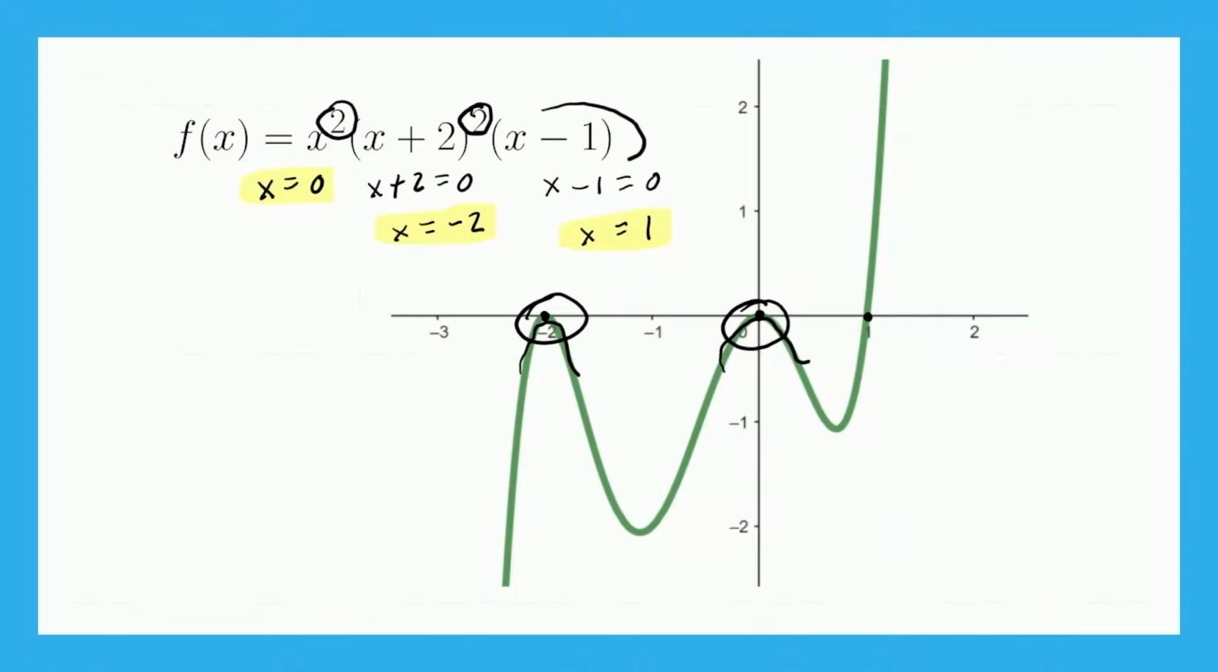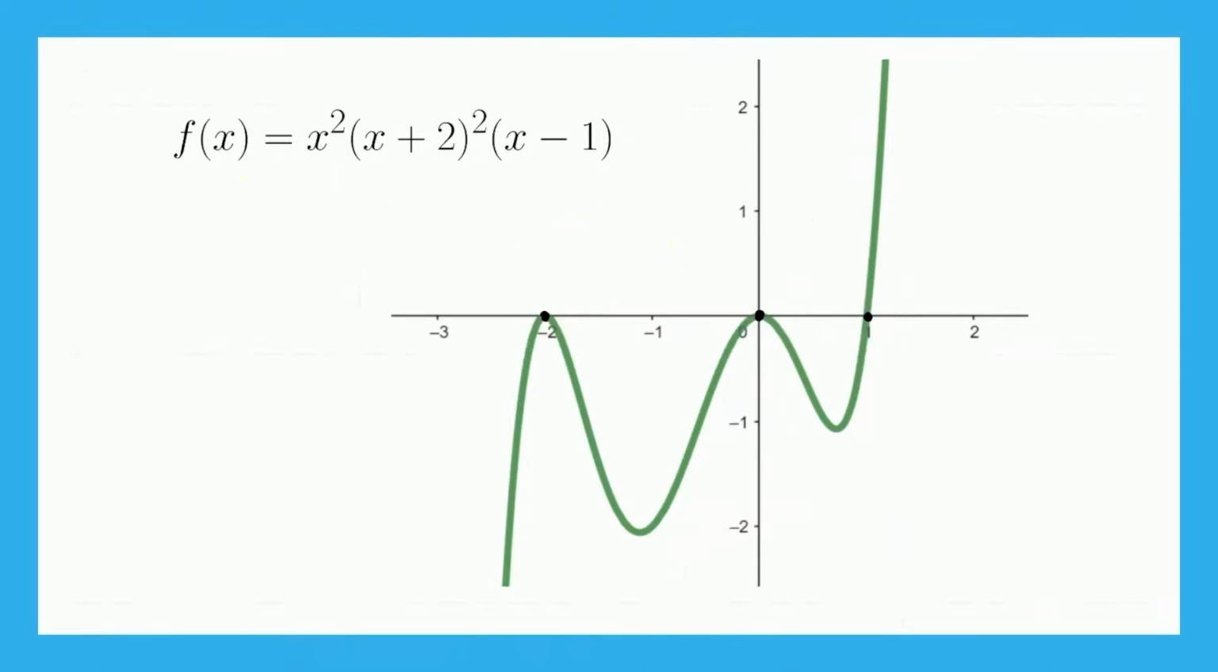But x equals 1 has an exponent of 1 right here, even though we don't write it. And that means that because this is odd, it should cross the x-axis at x equals 1. And we can see that right here, it does in fact cross the x-axis, going from negative to positive.